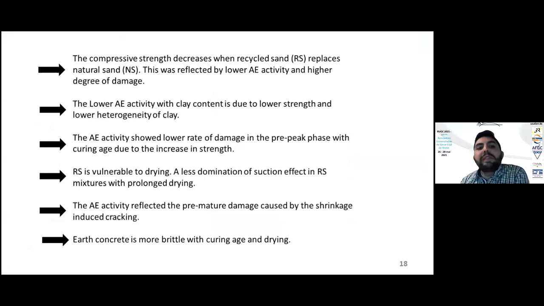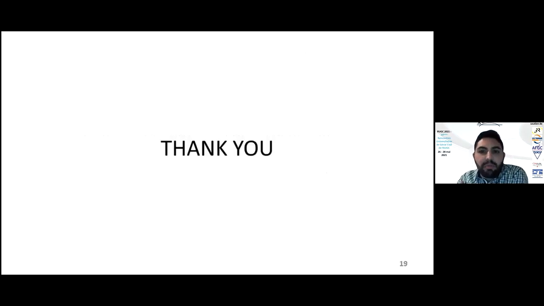Finally, a conclusion: the compressive strength decreases when recycled sand replaces natural sand. This was reflected by lower acoustic emission activity and higher degree of damage. The lower acoustic emission activity with clay content is due to lower strength and lower heterogeneity of clay. The acoustic emission activity showed a lower rate of damage in the pre-peak phase with curing age due to the increase in strength. Recycled sand is vulnerable to drying, with less domination of suction effect in RS mixtures with prolonged drying. The AE activity reflected the premature damage caused by the shrinkage-induced cracking. Earth concrete is more brittle with curing age. Thank you very much.